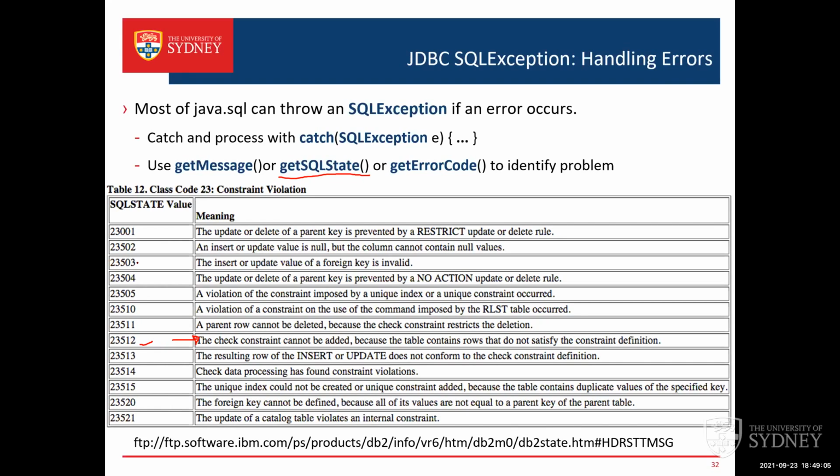Let's say this is the state: the insert or update value of a foreign key is invalid, right? So we are trying to insert something which does not exist in the parent table. We can simply get that number 23503, and from there we can understand, okay, this is the mistake that we have made. So you can print the SQL state, you can print the error code. Any sort of error that has occurred, that code will be printed there.